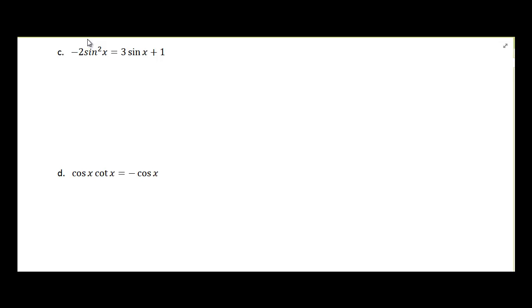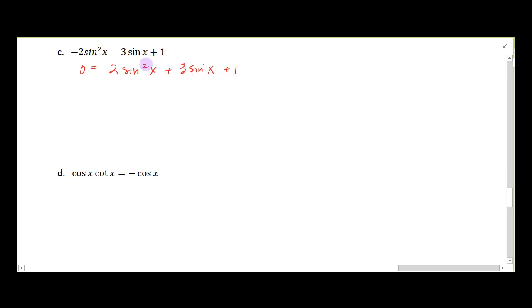Let's look at a couple more examples where we can solve these trig equations using our factoring methods. Here I have negative 2 sine squared x is equal to 3 sine x plus 1. If you remember back when we solved quadratic equations in previous classes, the way that I solved this type of equation was to gather all of my terms up onto one side and then see if I could factor it. So I have 0 is equal to positive 2 sine squared x plus 3 sine x plus 1.